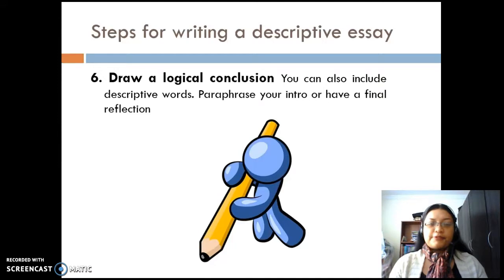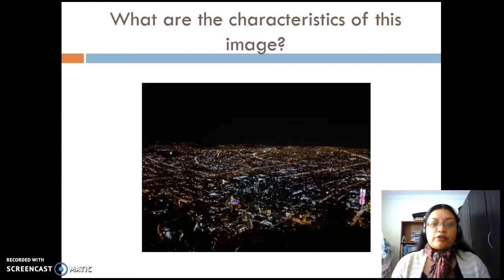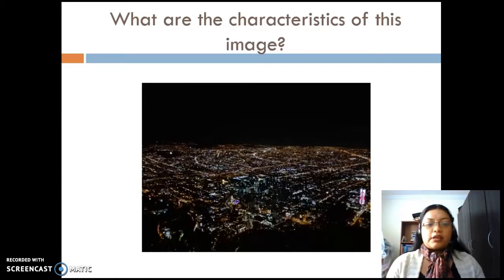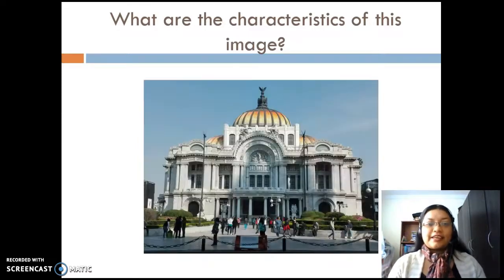It's okay, perfect. And now pay attention. I'm going to show you some images so that you can write down some adjectives that come to your mind based on the images that I'm showing you. For example, this. What are the characteristics that come to your mind? This is another one. By the way, the last image was a side of Bogota City. This is Mexico City.